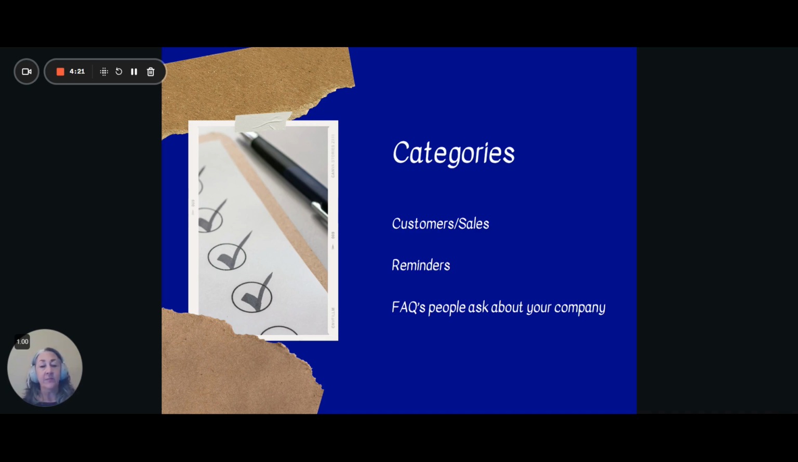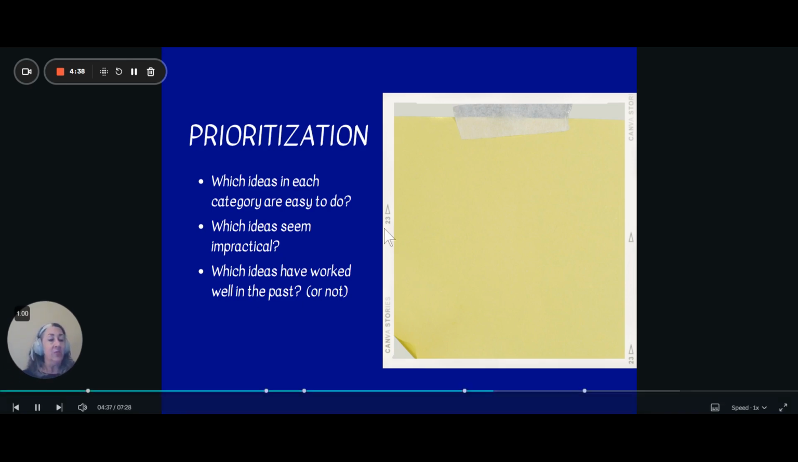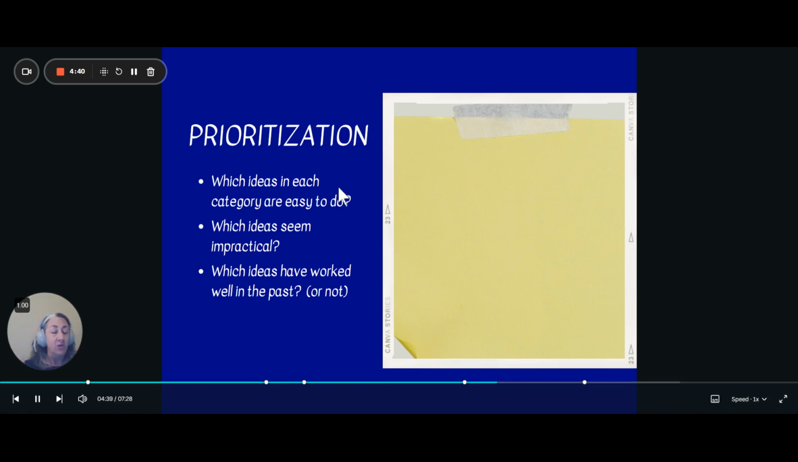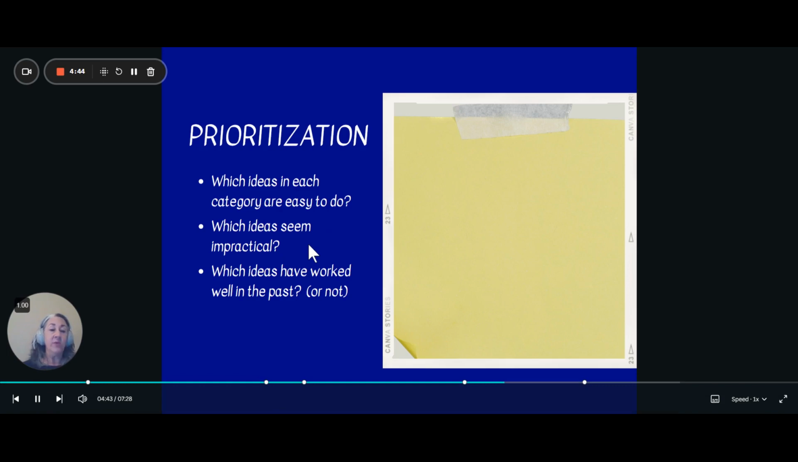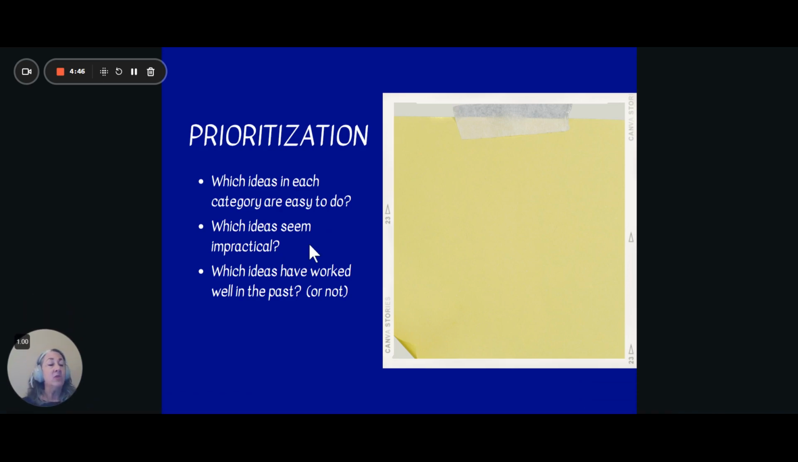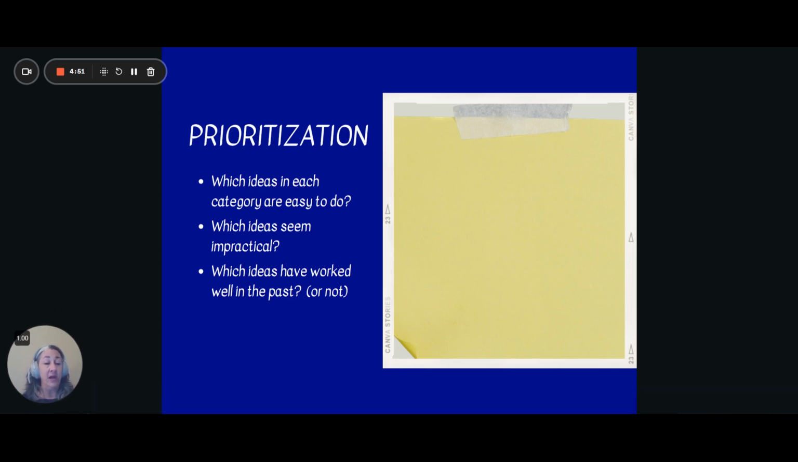So what you're looking for is trends that have labels that you can use to create your own categories, okay? And then after you get them into the categories, look at each sticky and think about, is it easy to do? Is it impractical? Has it worked well in the past? And the reason I'm saying that is if it's easy to do, I would put a star on it and move that to the top of the list. If it seems impractical and like it would be really hard to do, I might move it to the bottom of the pile of that category, okay?